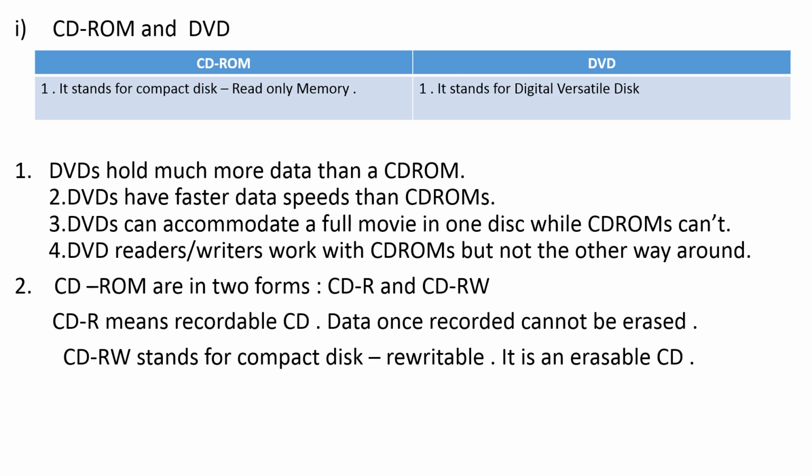CDR means recordable CD. In that you can record your sound and that sound is stored inside it permanently. It cannot be deleted or erased. Then CDRW stands for compact disc rewritable. If you store your information inside that, you can also erase it and delete it. These are the two types of CD-ROM, CDR and CDRW. Then next we will study the next storage device.